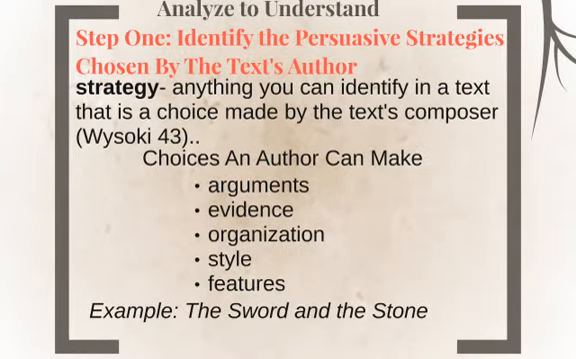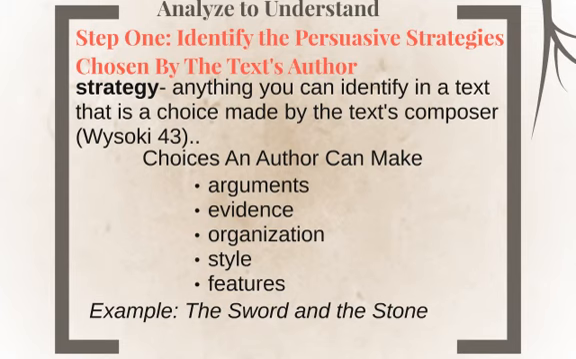So, analyzing to understand. There are two steps that Wysocki and Lynch recommend to create an analysis for understanding. The first step they suggest on page 43 is to identify the persuasive strategies chosen by the text authors. And they define strategy as anything you can identify in a text that is a choice made by the text composer. So, here are some choices that an author can make when they're creating a film or a short story or a prose narrative like Mallory does in Morte d'Arthur.